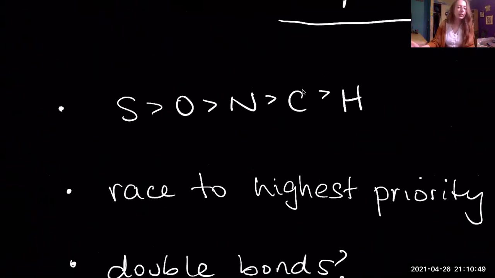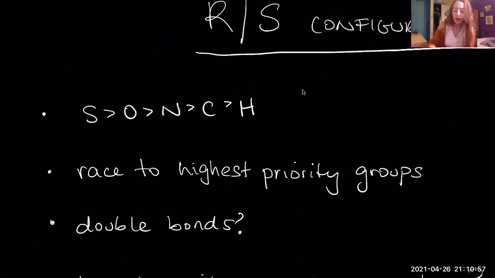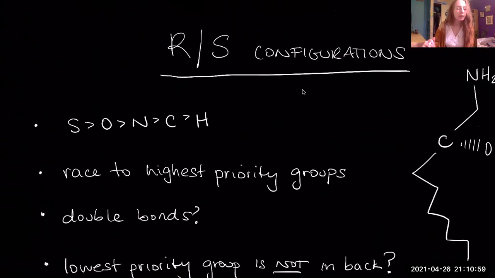Sulfur, you're going to see sometimes, has a higher atomic number than oxygen, which is higher than nitrogen, which is higher than carbon, which is higher than hydrogen.